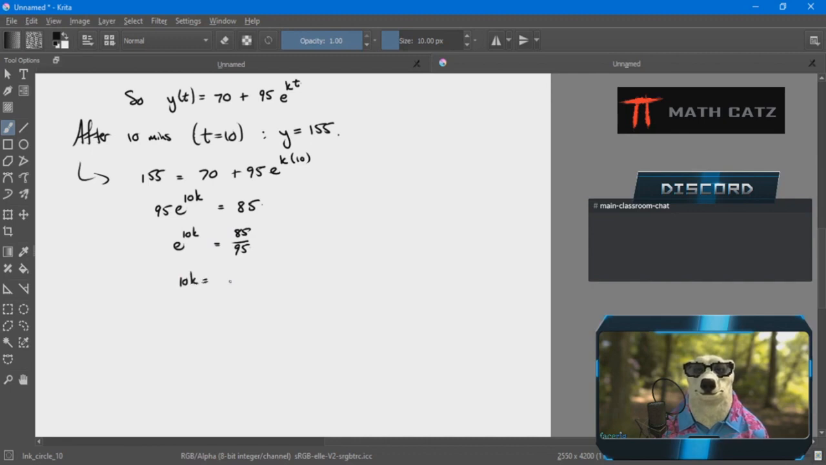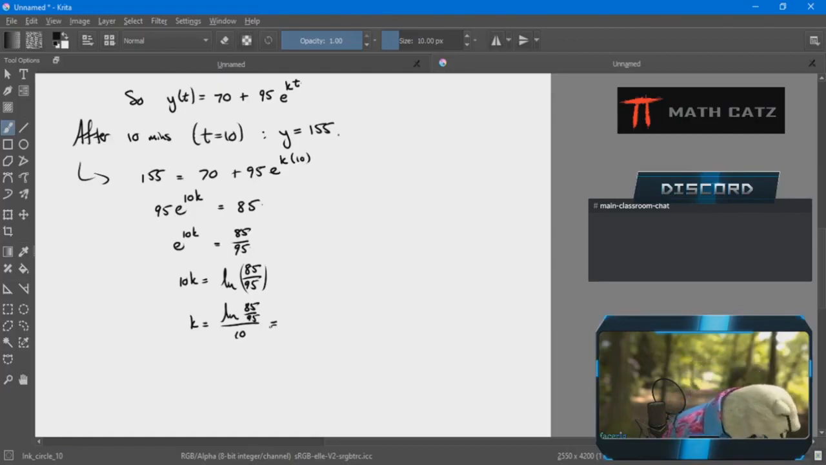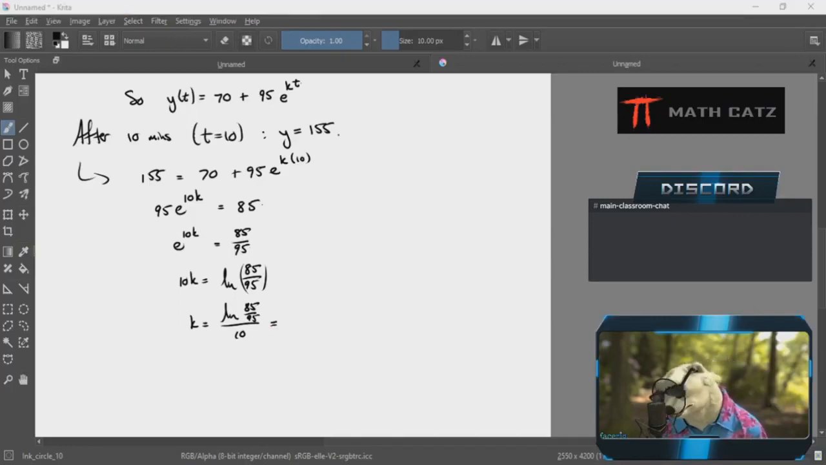10k, and I'm not skipping any steps just in case you don't see the similarities between this and what we've done before. I then take the log of 85 over 95, which you could simplify first or not, doesn't matter. That goes in the log. And k is log of 85 over 95, over 10. Let's see what that is. Let us see. We'll ask MathBot for some help.